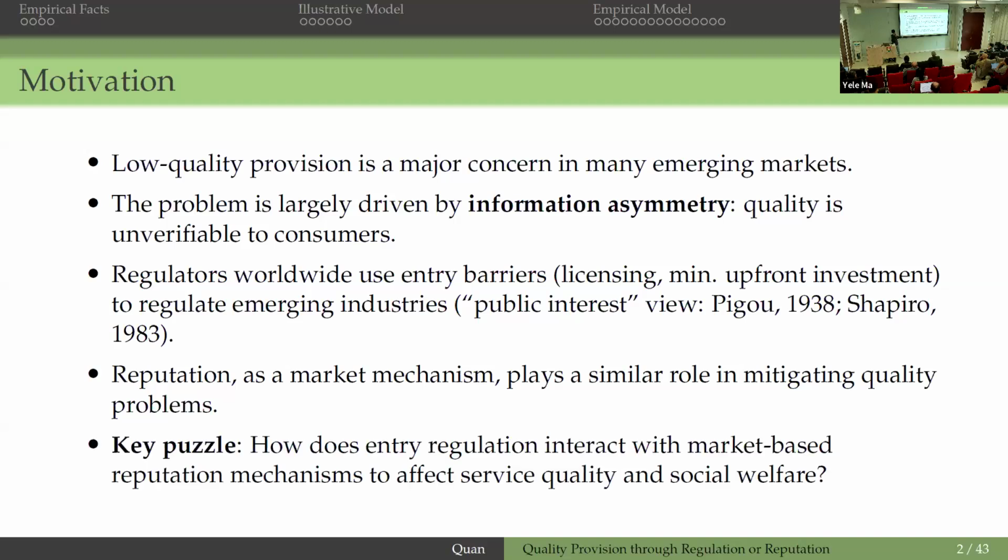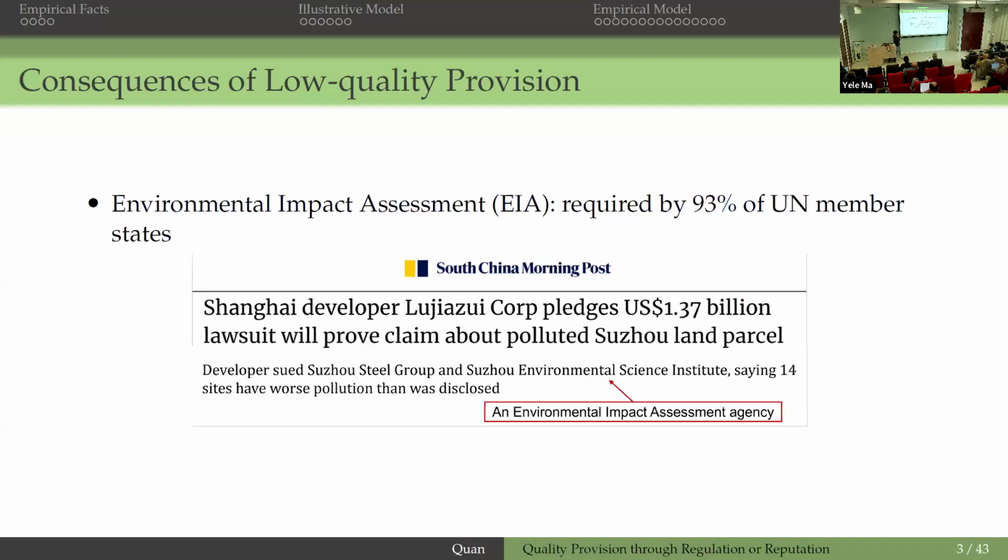So the key puzzle here is, if we take reputation into consideration, how do we set the entry regulation level? And how does the entry regulation level interact with the market-based reputation mechanism to affect service quality and welfare? So let me go into the details.